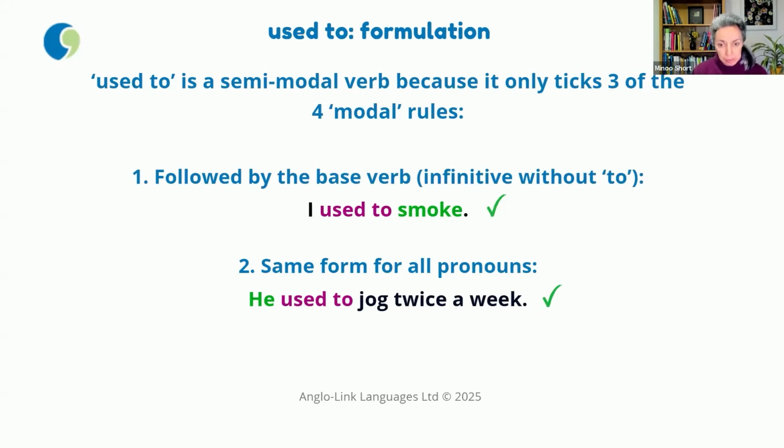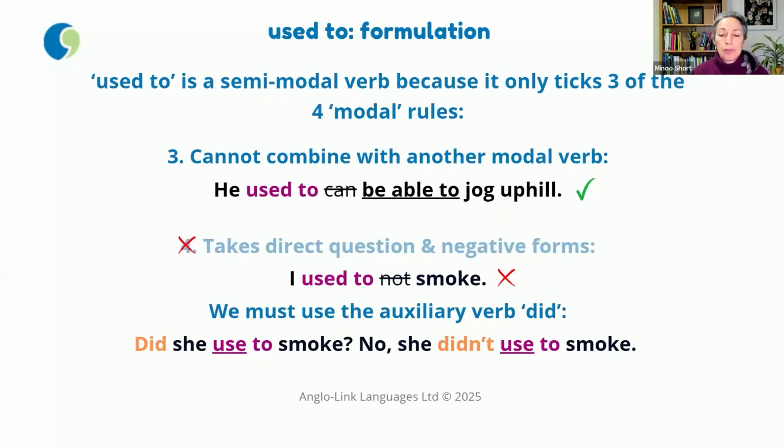The second rule is that a modal verb has the same form for all pronouns. And used to ticks this box as well. I used to, you used to, he used to. No change to its form, right? The third rule for modal verbs is that a modal verb cannot combine with another modal verb. That's true for used to. We can't say he used to can. That doesn't work. We need to find an actual verb. He used to be able to jog uphill, for example.